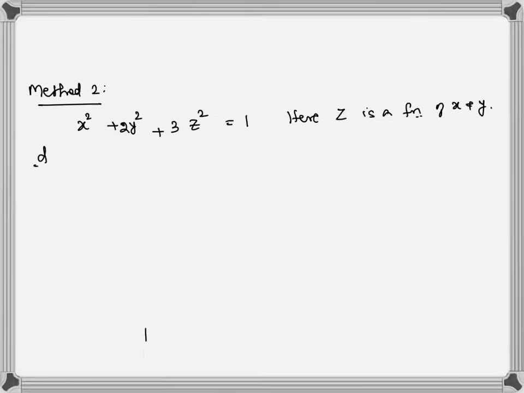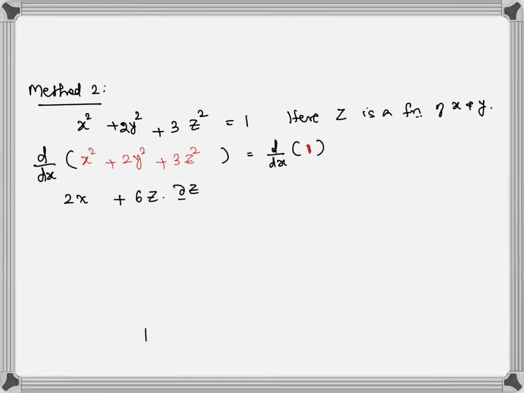So now you take the derivative on both sides. d/dx of the left hand side equals d/dx of the right hand side, which is 1. The left hand side is d/dx of x squared plus 2y squared plus 3z squared. If you take the derivative with respect to x, you are going to treat y as a constant and z is a function of two variables. So it is 2x plus 6z times ∂z/∂x, the partial derivative of z with respect to x. The right hand side is a constant, and the derivative of a constant is 0.